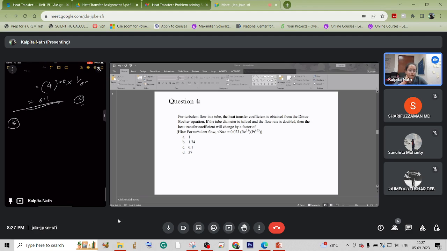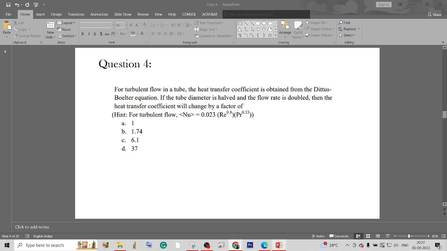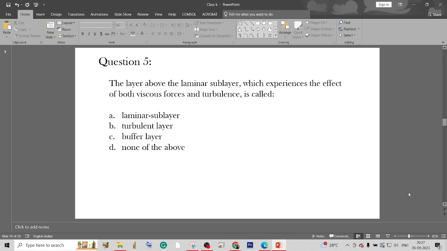Now, let us proceed to question number 5. The layer above the laminar sublayer which experiences the effect of both viscous and turbulence is called which of the following? Option C. Yeah, above the first one. So, next question.